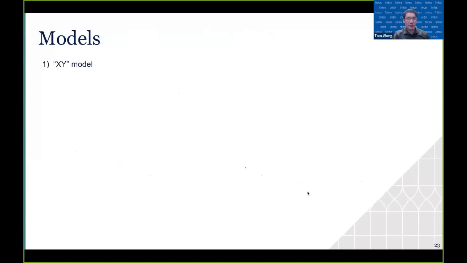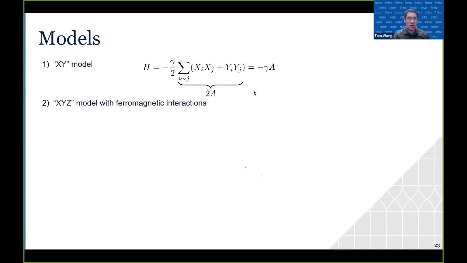And so our 3 Hamiltonians that we're looking at, they all become these types of quantum walks. So when we just had XX plus YY, since this sum is 2 times the adjacency matrix, the factors of 2 cancel out, and we get that this is minus gamma times the adjacency matrix. So this is the adjacency quantum walk.